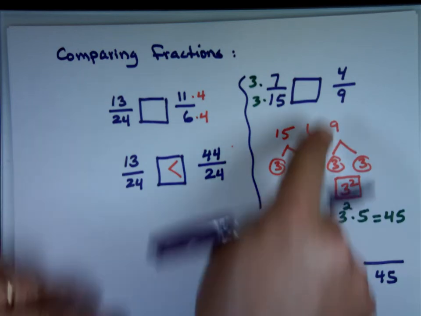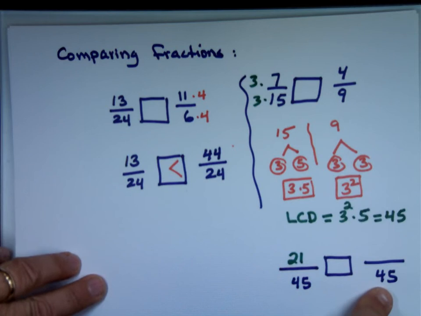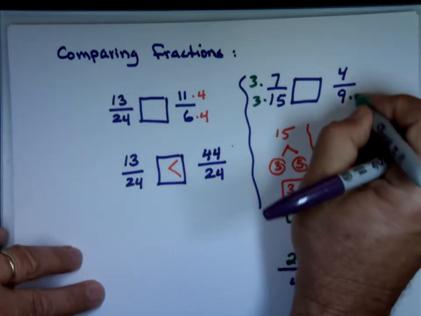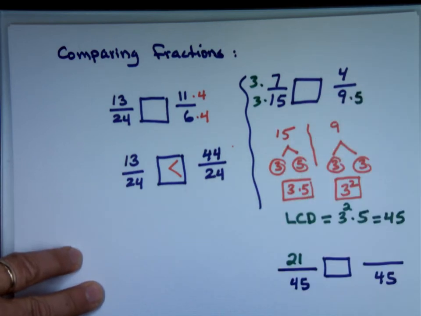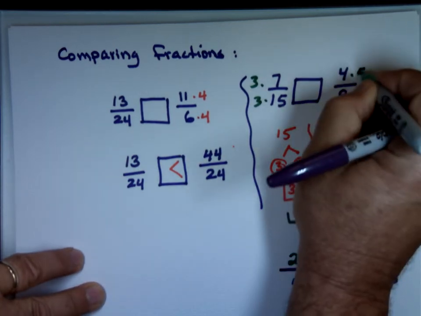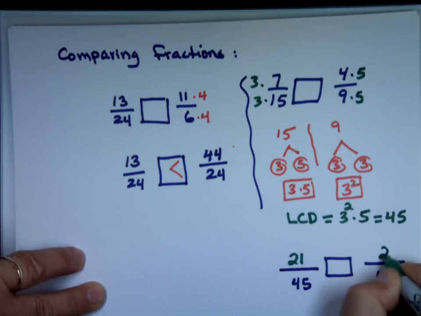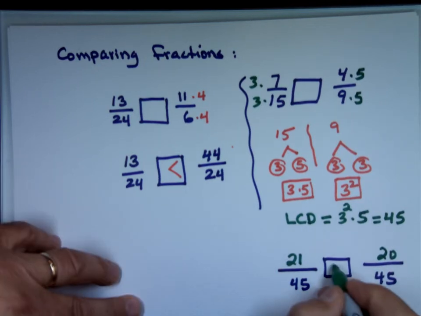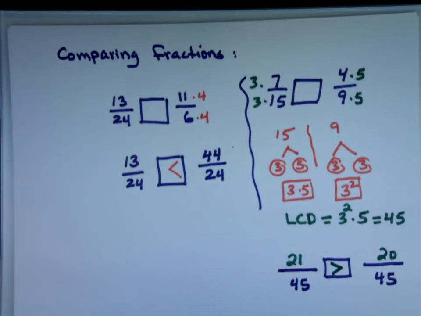The 9 goes into 45 how many times? 5. So you have to multiply the 9 by 5 to make it a 45. You multiply the top by 5. What's 4 times 5? 20. Which number is bigger, the 21 or the 20? 21 is bigger than 20. So this is the larger number, that's the smaller number.